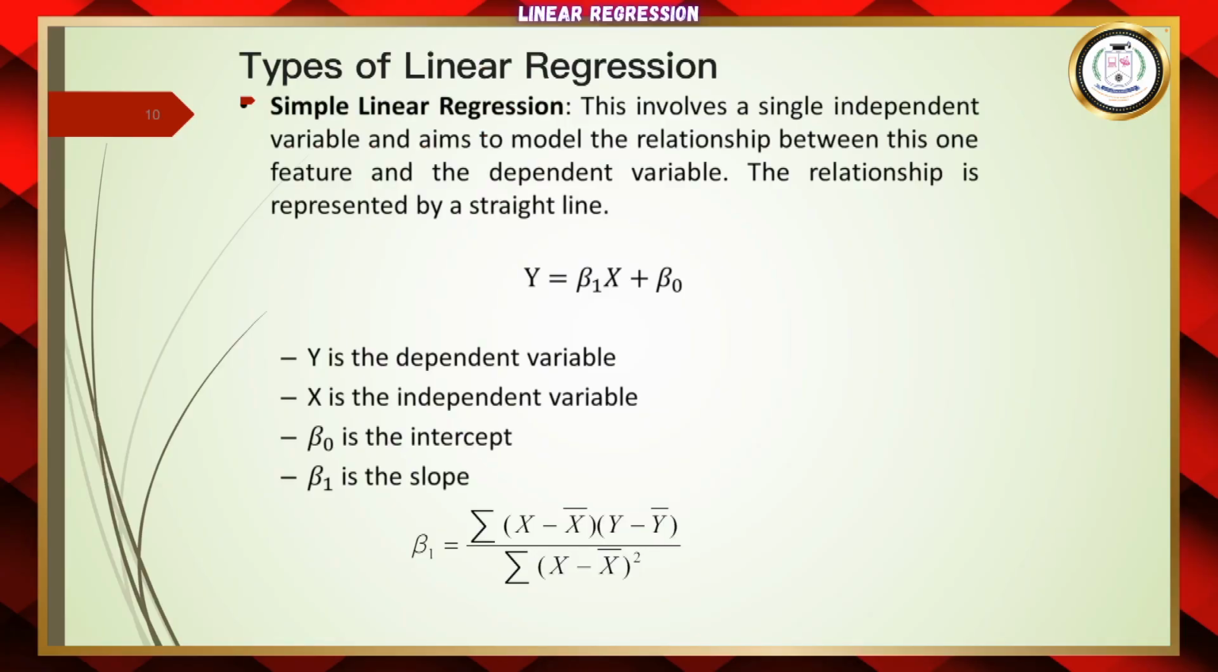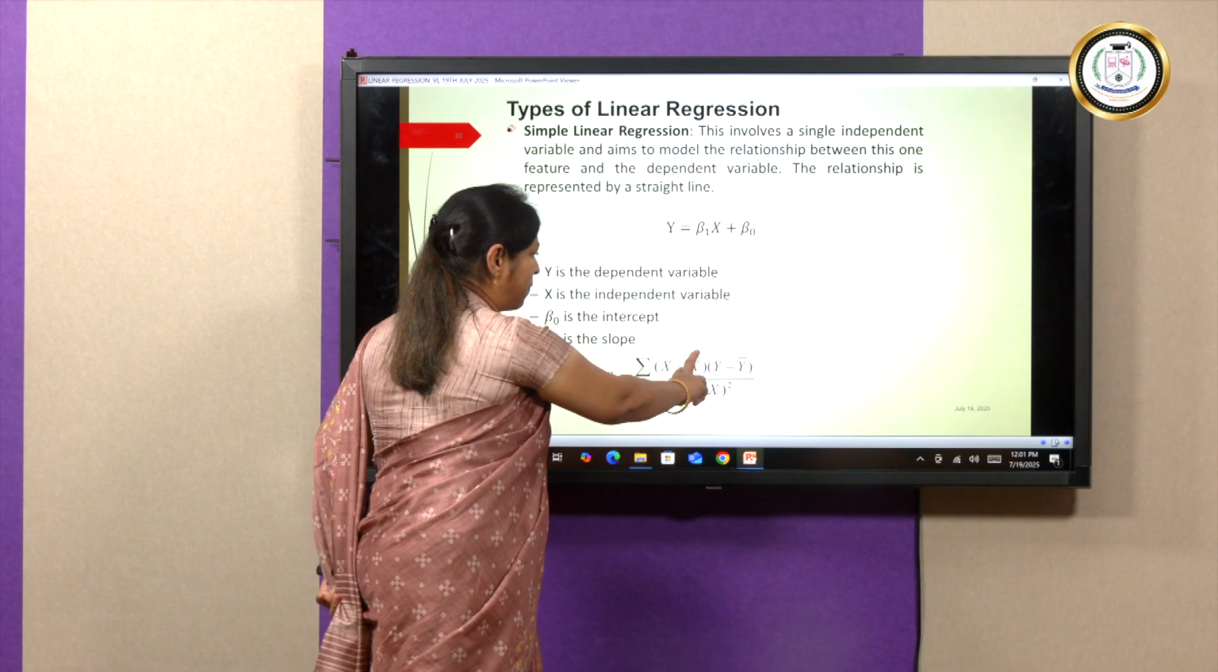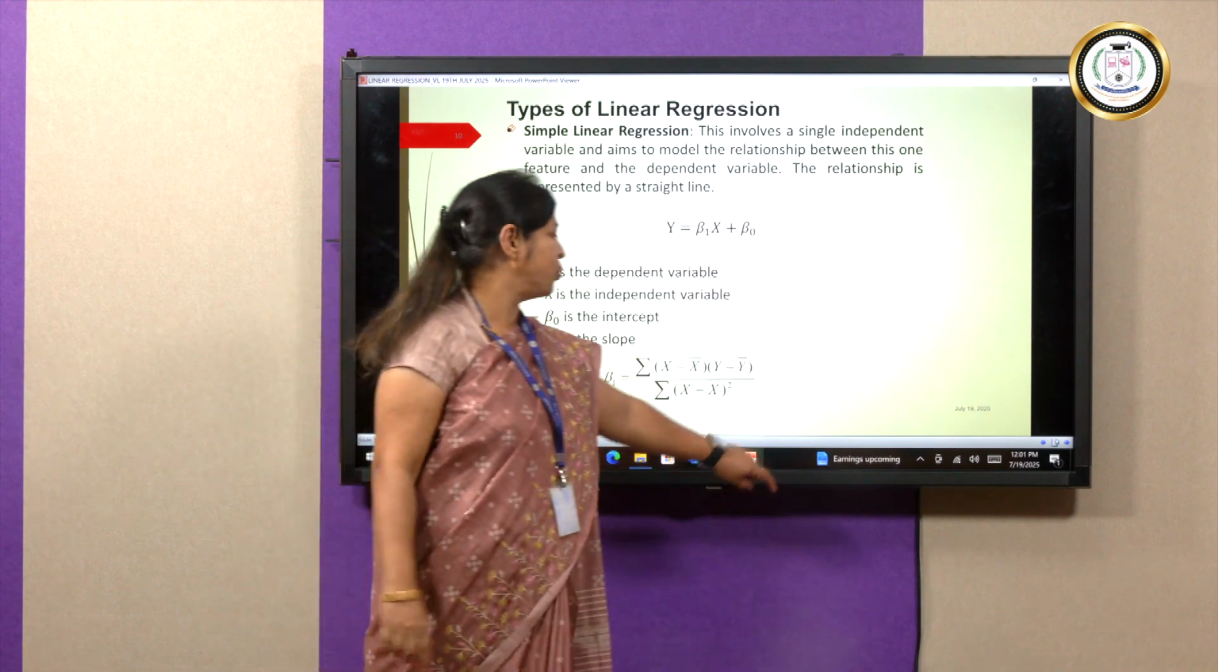The formula for finding the slope is sigma of (x minus x mean) multiplied by (y minus y mean), divided by sigma of (x minus x mean) the whole square. First you have to multiply these two and sum them up for the numerator.